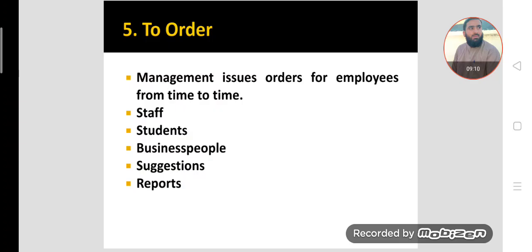Yes, we issue orders. Our companies, our institutions, our organization, they issue orders for employees, for staff, for their students and business people. Yes, they issue orders and suggestions. Yes, sometimes in order we are recommending or giving suggestions regarding the things. We are making reports. Yes, so this is the important purpose of communication.